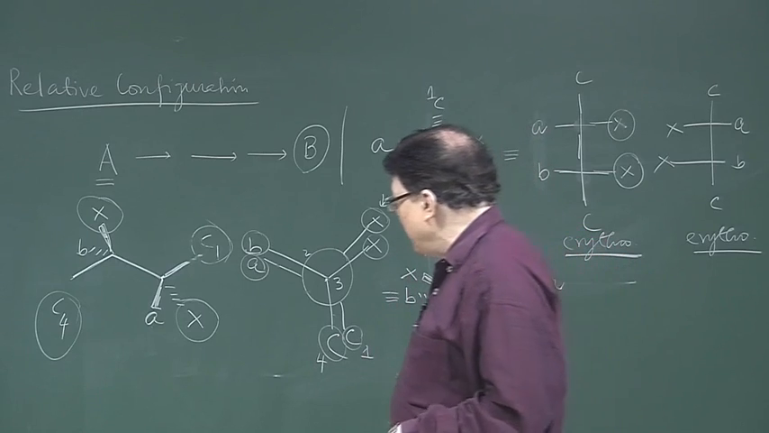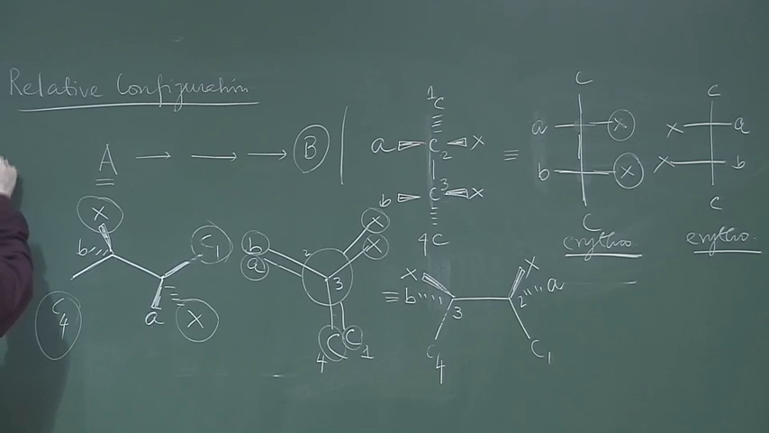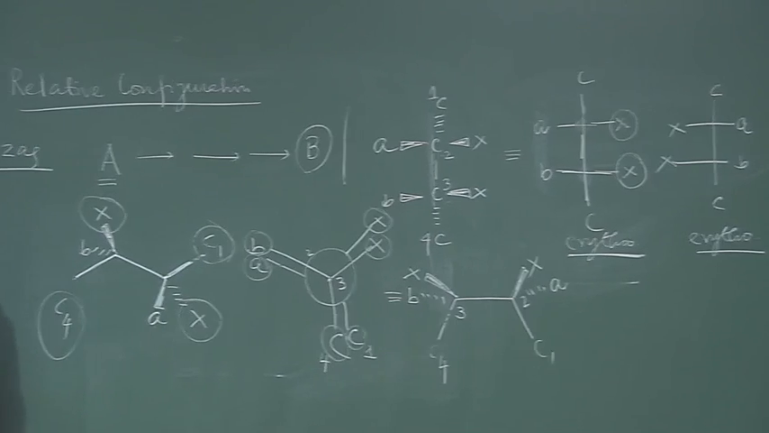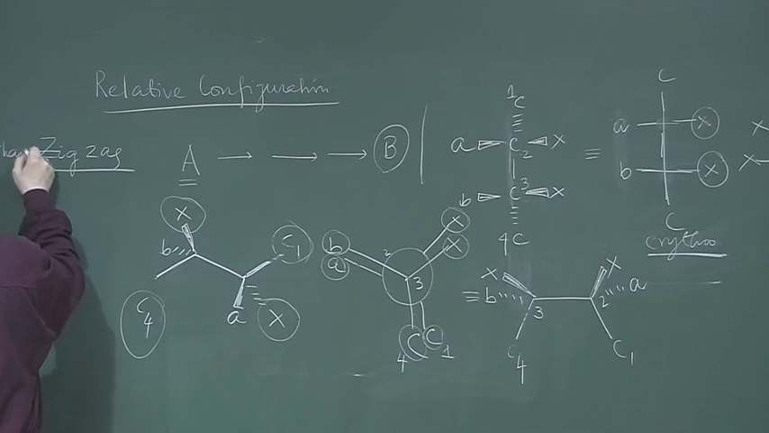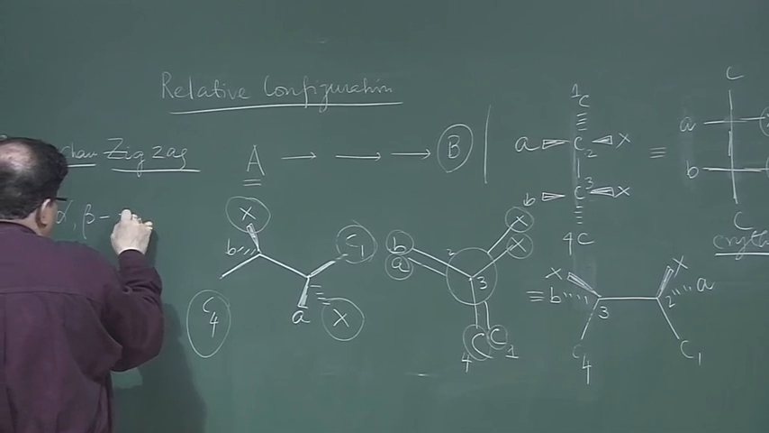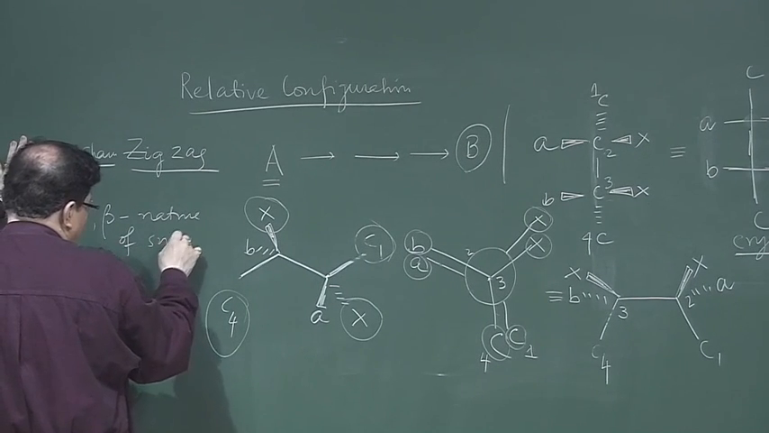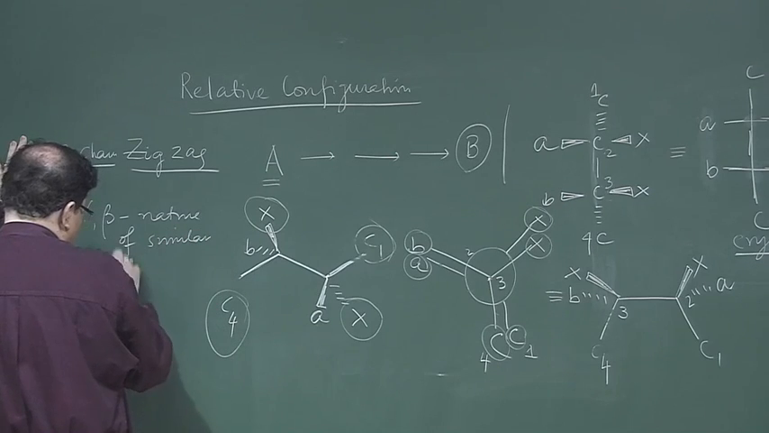Okay. So, based on that, write this carbon chain in the zigzag, and then you look at the alpha-beta nature of the similar heteroatoms.